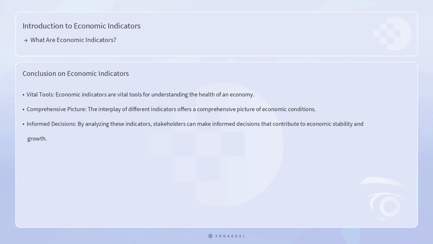The interplay of different indicators offers a comprehensive picture of economic conditions, aiding in the formulation of effective economic policies and strategies. Understanding and interpreting economic indicators is essential for navigating the complexities of the global economy and making sound economic decisions.